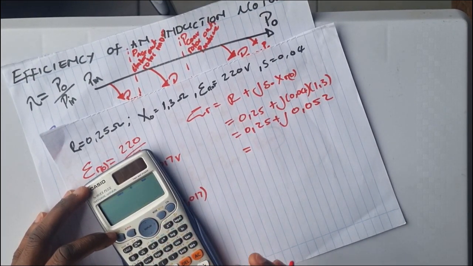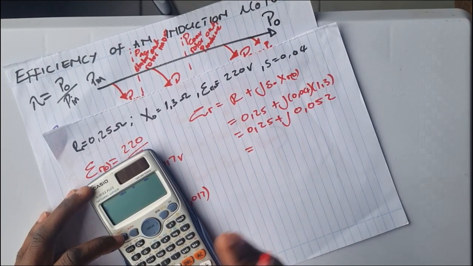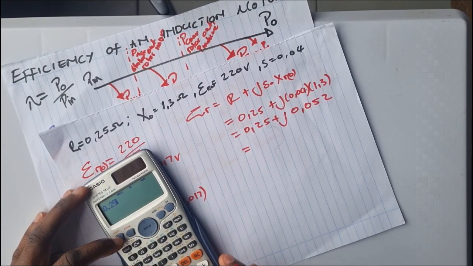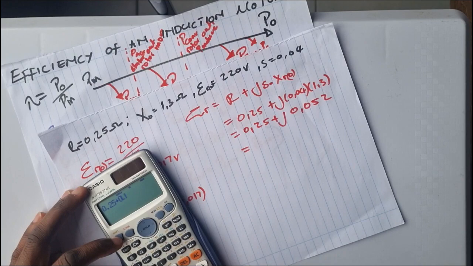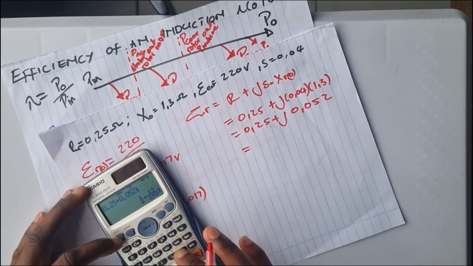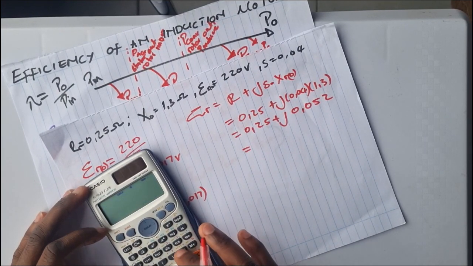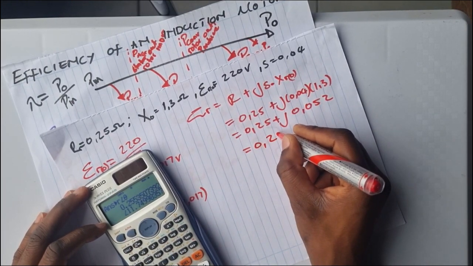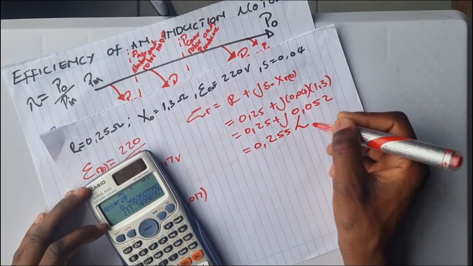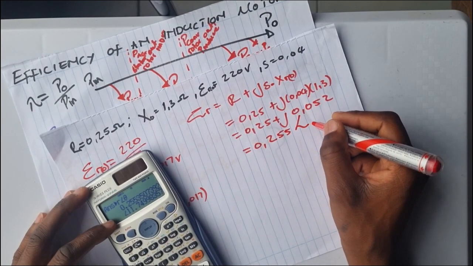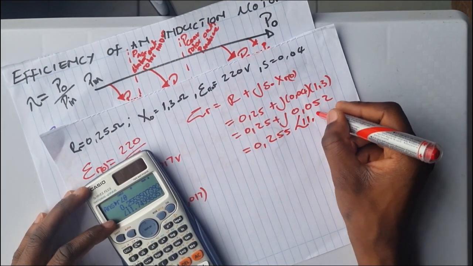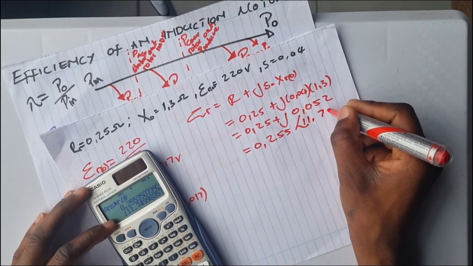I'm going to put my calculator on complex mode. If you are using a different calculator, you must practice how to convert between polar and rectangular. It gives 0.255 angle 11.75.